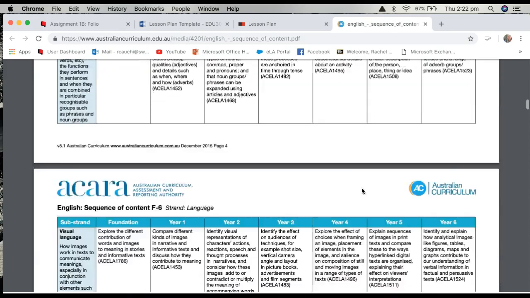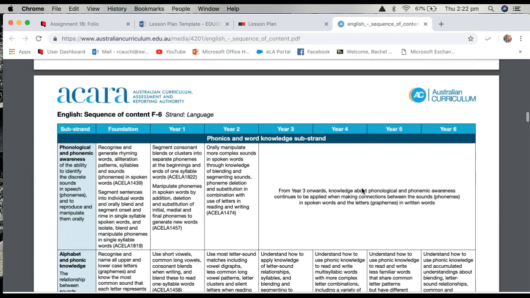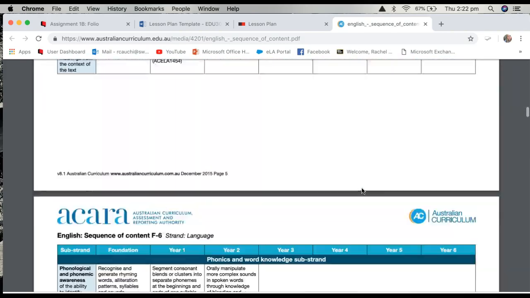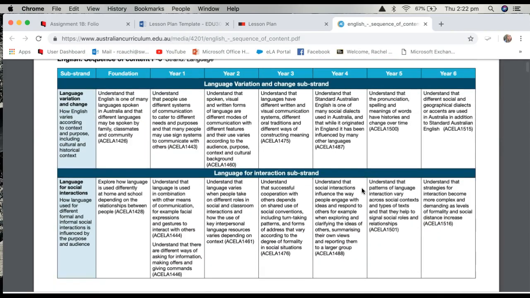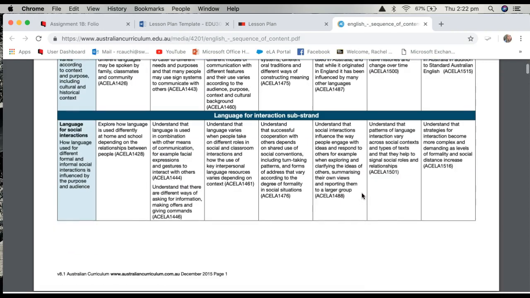Even for more complex skills, let's scroll down to something like, no, I'm going to keep scrolling. Actually, I'm going to scroll all the way back up because we've only got language here, but just remember there'll be other ones as well. So even things like social interactions and how they influence people. So you can see here how it's developed throughout the different year levels as well.